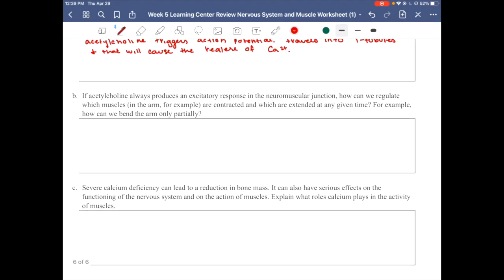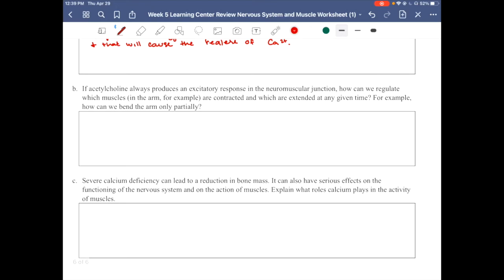So the next one is, if acetylcholine always produces an excitatory response in the neuromuscular junction, how can we regulate which muscles are contracted and which are extended at a given time? For example, how can we bend the arm only partially? And so this is asking why we're able to control our arm in a certain way if it's always going to be excitatory, right? And this is because muscles are arranged into motor units, and the contraction of each motor unit is controlled by separate neurons. So we can control which motor unit is actually getting activated.